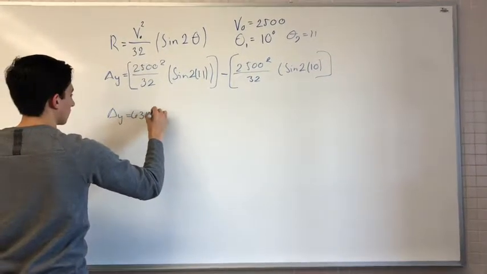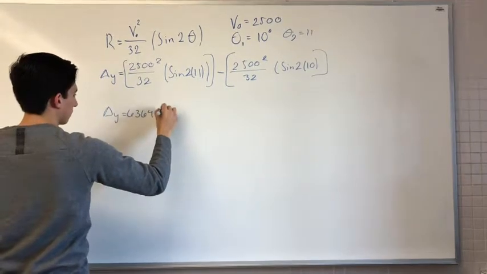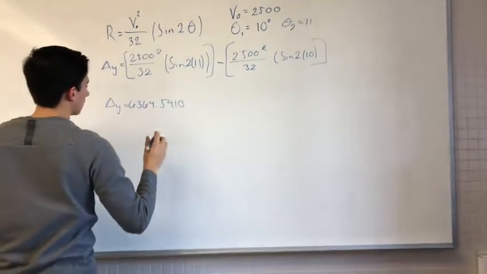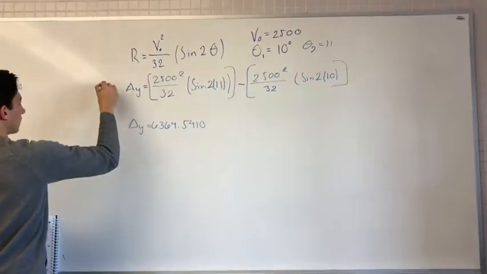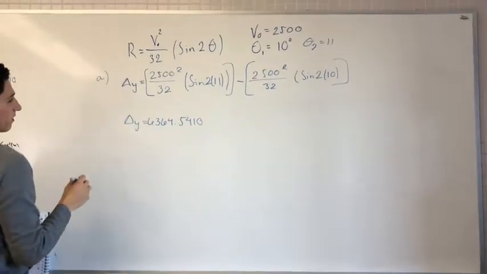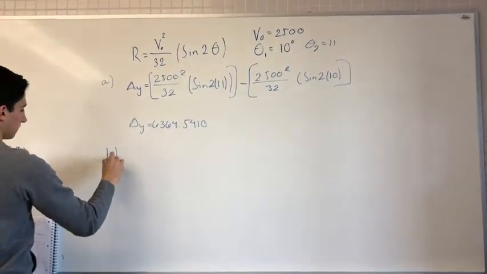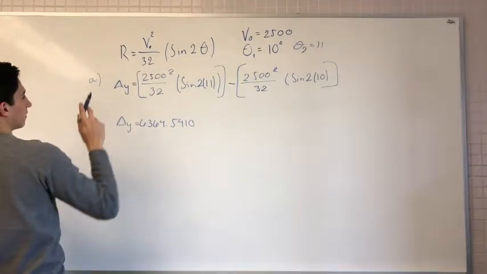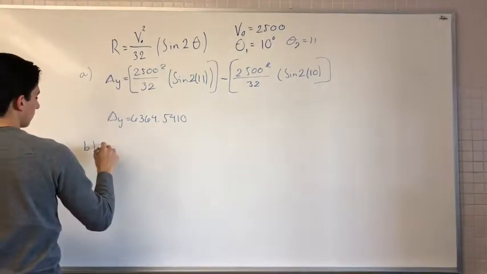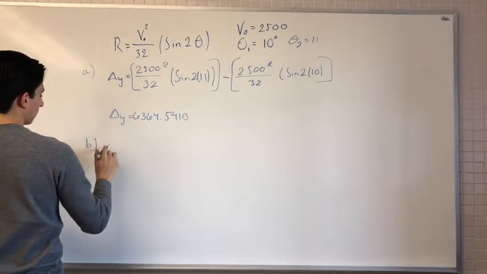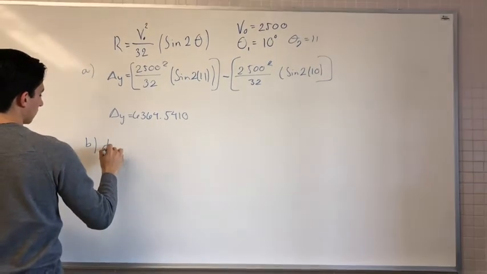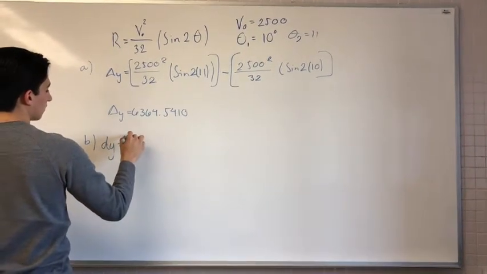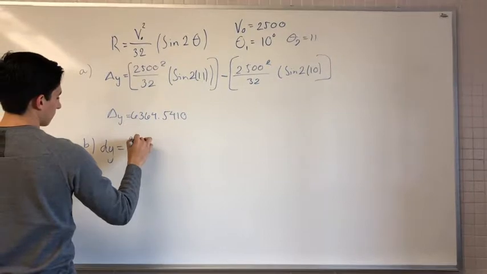Then you plug that in the calculator and you should get the answer with the proper notation, that is delta y equals 6,364.5410. For question B, they ask us to use differentials to approximate the change in the range, so we know that we have to find the differential.